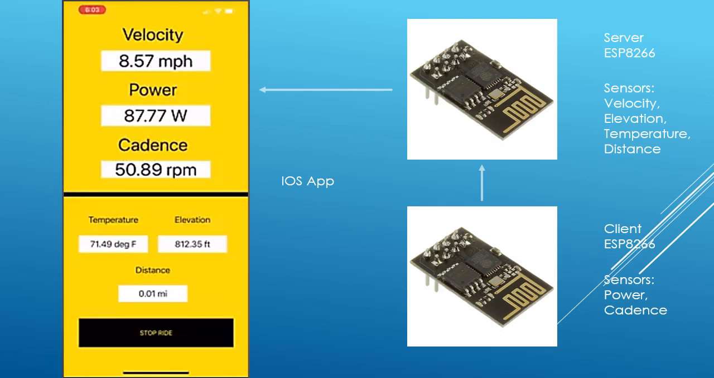To resolve this problem, we set up 2 Wi-Fi compatible microcontrollers on the bicycle to communicate. The client microcontroller is located on the crank arm, and the server microcontroller is located on the fork of the bicycle. The server microcontroller is located on the fork to be in close proximity to the wheel. So the client microcontroller sends power and cadence data to the server microcontroller, and the server microcontroller sends all data to the phone.